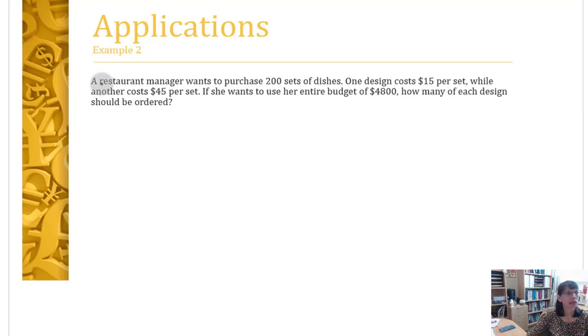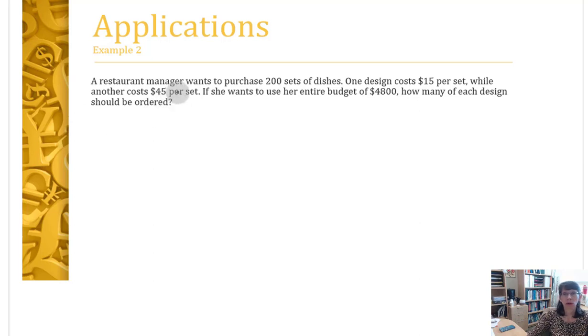In this next application, we have a restaurant manager who wants to purchase 200 sets of dishes. One design costs $15 per set, while another costs $45 per set. If she wants to use her entire budget of $4,800, how many of each design should be ordered?